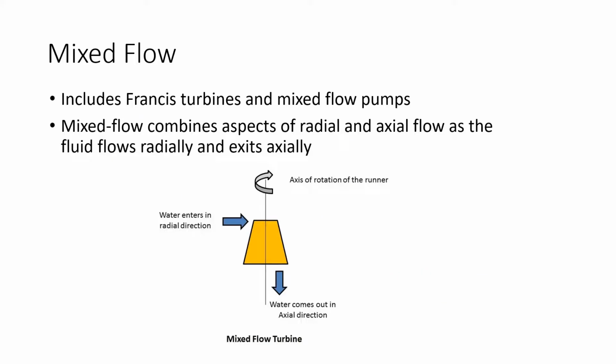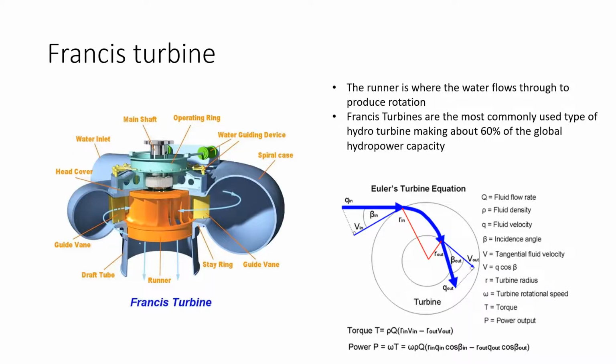The next flow type that we'll be discussing is mixed flow. This includes both Francis turbines and mixed flow pumps, and it combines the aspects of radial and axial flow by making the fluid enter radially and exit axially. The Francis turbine's primary function is to reduce the velocity of discharged water to minimize the loss of kinetic energy at the outlet.